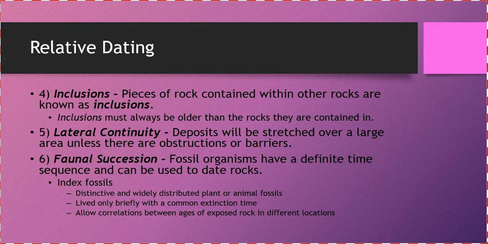And then the final principle is what's known as faunal succession, the idea that we can use fossil organisms, which we can place in a definite time sequence, and use that time sequence to date rocks. To do this, we use things known as index fossils. These are fossils that are distributed worldwide, by plants or animals, or different animals that were all over the world, or different plants that were all over the world. And they're also from organisms that only lived for a brief amount of time, so that they all have a common extinction time. And we can use this to correlate ages between rocks in different locations of the Earth.